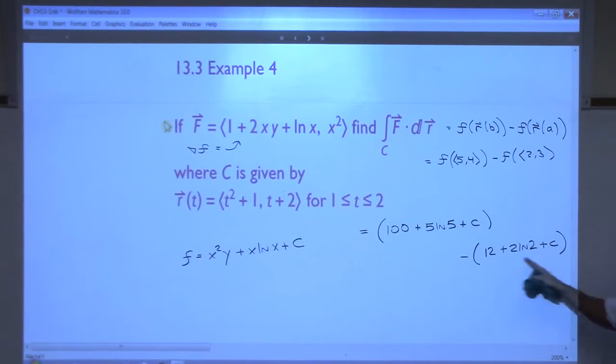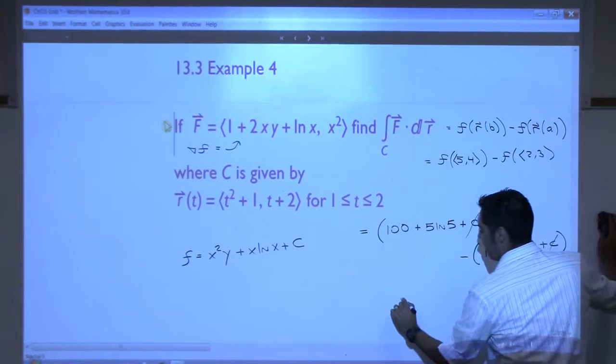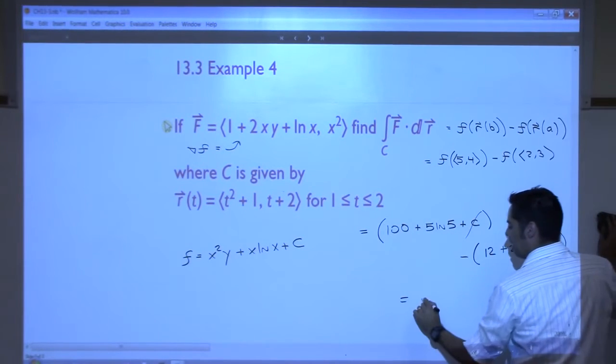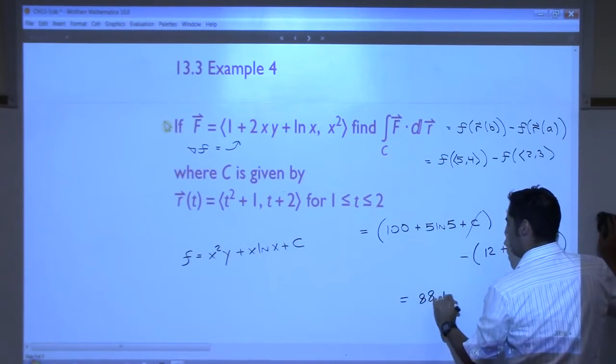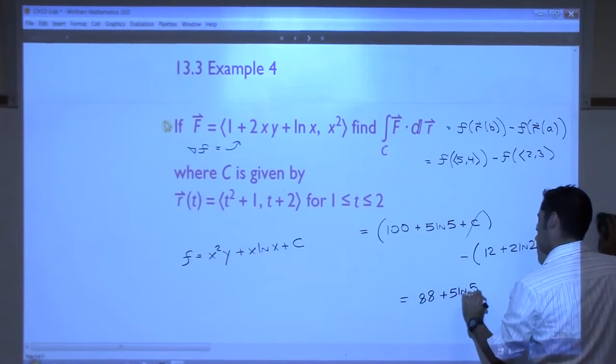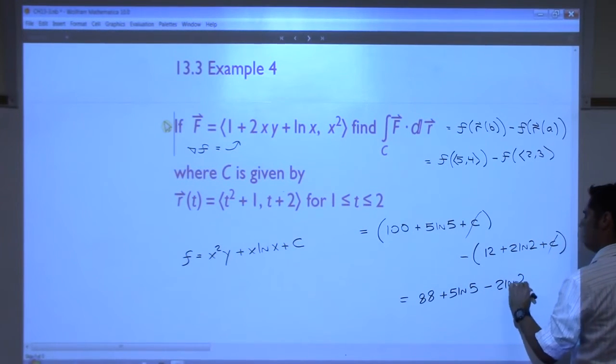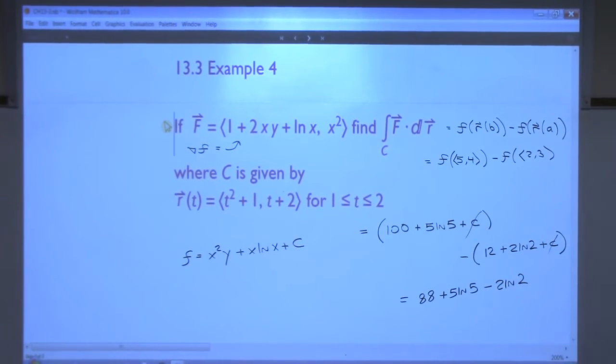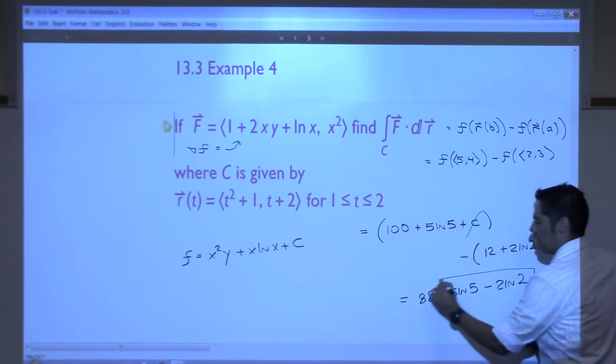And when you subtract all these, the c's will go away, won't they? 100 minus 12. 100 take away 12, 88. Plus 5 ln 5 minus 2 ln 2. You could leave it like that. You could also use properties and bring your 5 up, bring your 2 up, and then turn 2 logs into 1 log using subtraction. But, I mean, we're there.